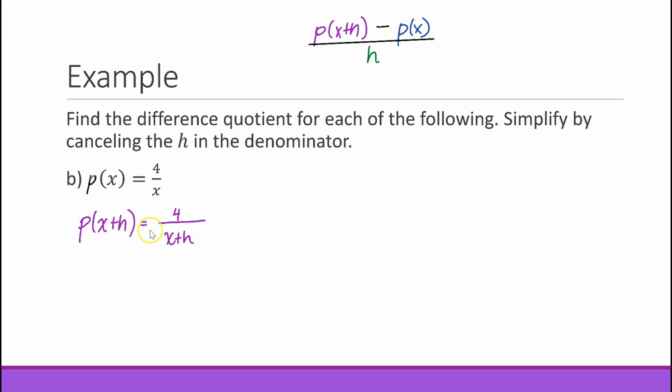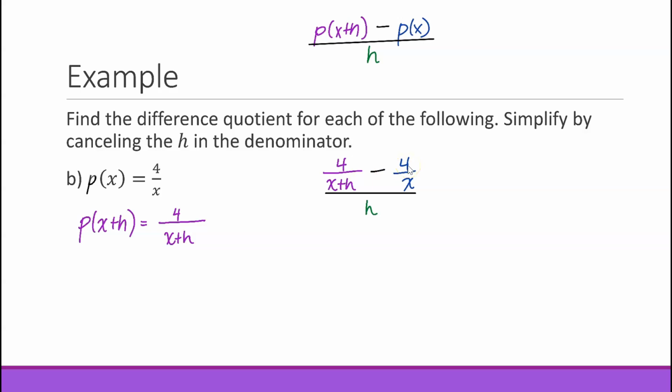All right, so now 4 over the quantity x plus h is the top left part of the difference quotient. 4 over x is the top right side of the difference quotient. So we're going to put 4 over the quantity x plus h minus 4 over x all over h. So the goal now, this is the difference quotient. Our goal is to simplify it by canceling the h in the denominator. So I need to cancel this h. The algebra here is going to be different.